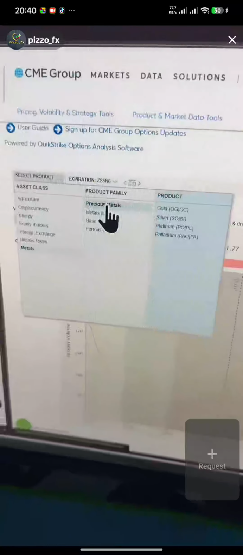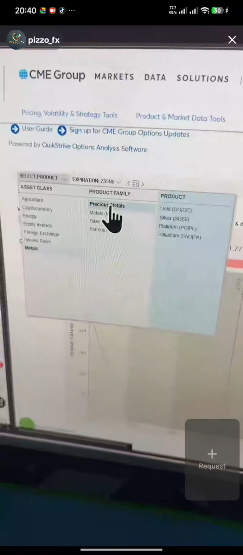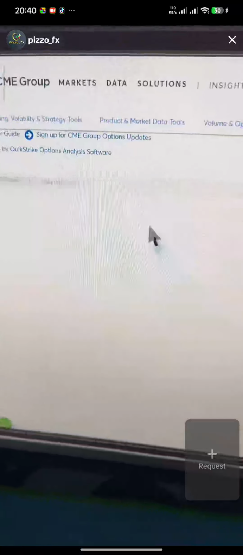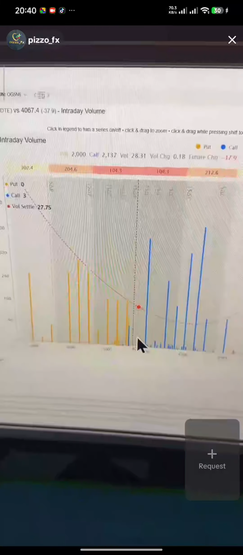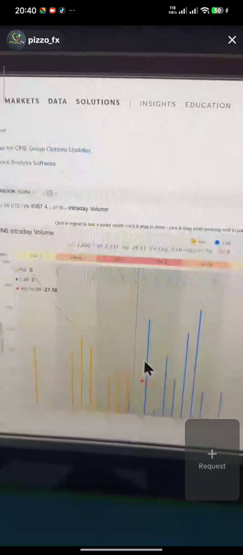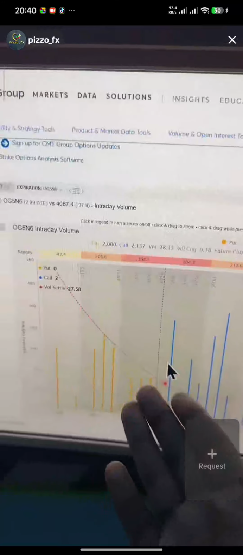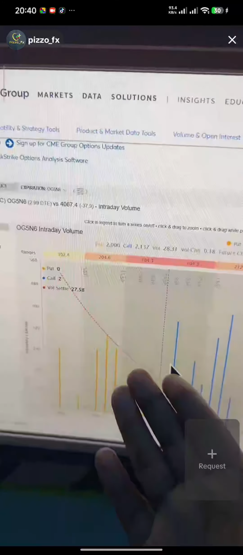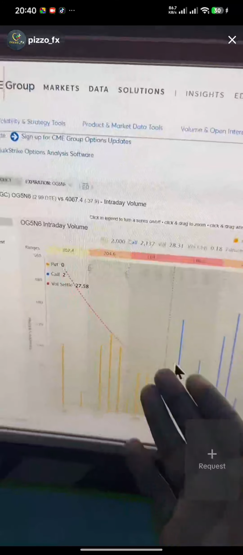So if you click on metals, you select precious metals, then you select gold. Just like that, and wait for it to load. You have the tool there. Ndio hiyo sasa. Tuko sawa mpaka hapo? So tuko sawa. Net yangu inanisumbua.